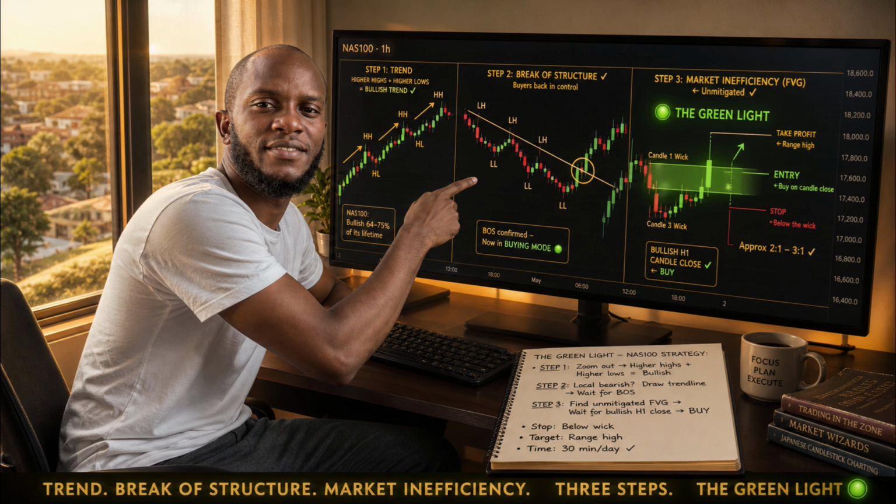Higher lows, bullish confirmed. Local bearish phase, draw the trend line, lower highs. Break above, buy. Green light. Mark the range with a rectangle, FVG inside, 3 candles, unmitigated, not filled. Price returns, wait for it. Bullish close, 1 hour close. Buy on close, not the wick. Stop below the wick, range high. Take profit.